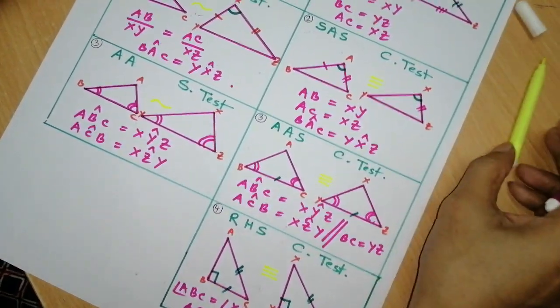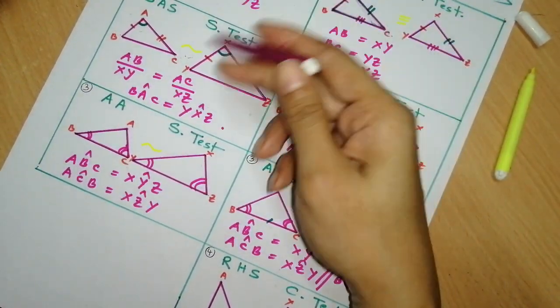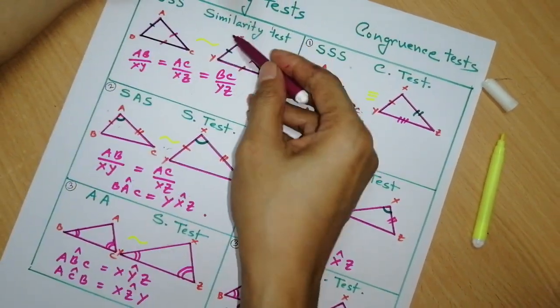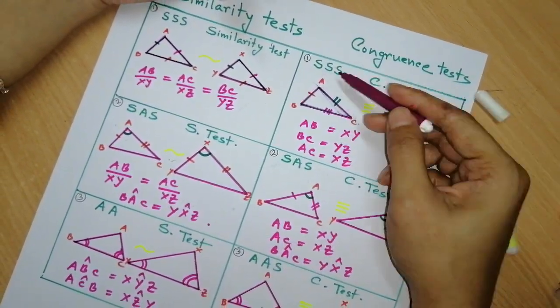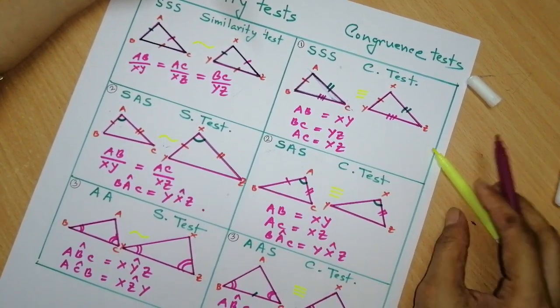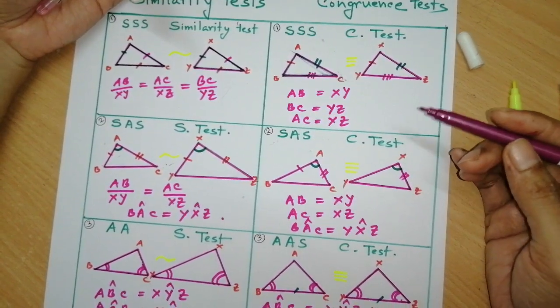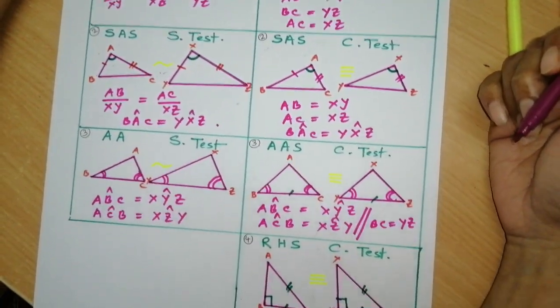And that's all, viewers. We are having the comparison table here, 3 similarity tests and 4 congruence tests we are having, and that's all for today.